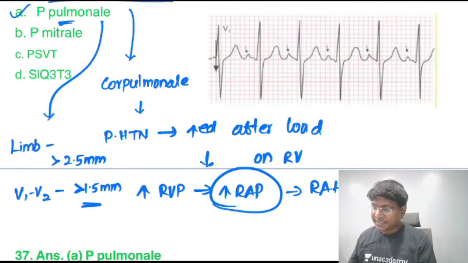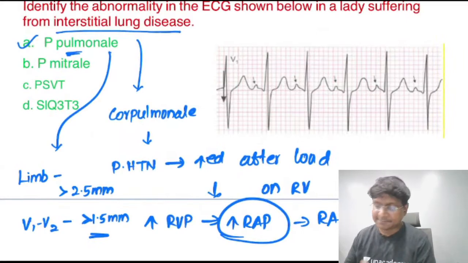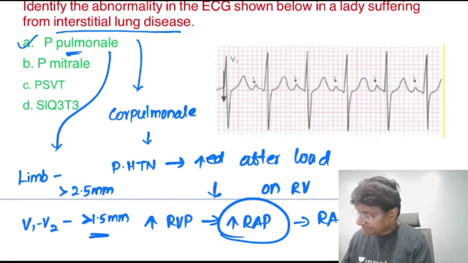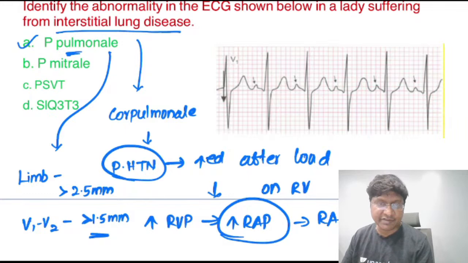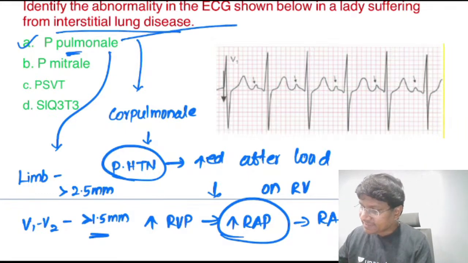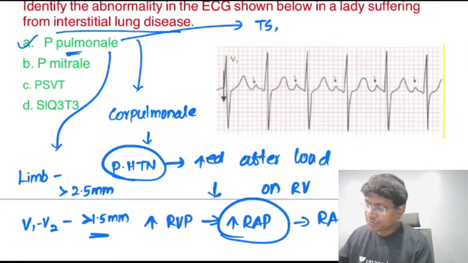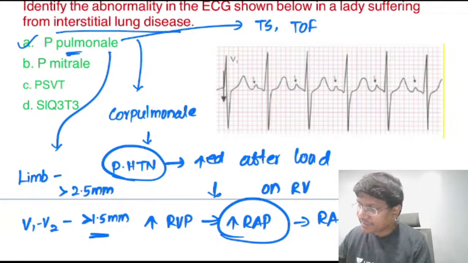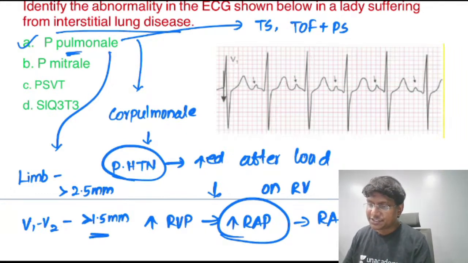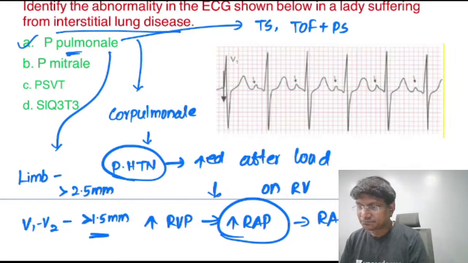Okay. And what are the various causes of P pulmonale? One is pulmonary hypertension, where you can have P pulmonale. The other conditions where you can have P pulmonale are tricuspid stenosis, and you can also have this in tetralogy of Fallot with pulmonary stenosis. These are all the conditions where you will have P pulmonale.